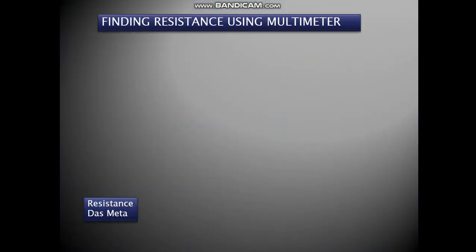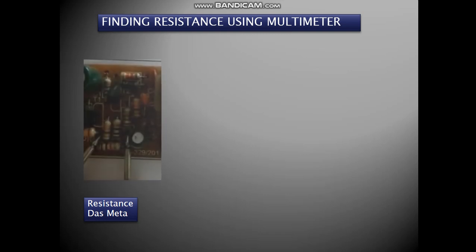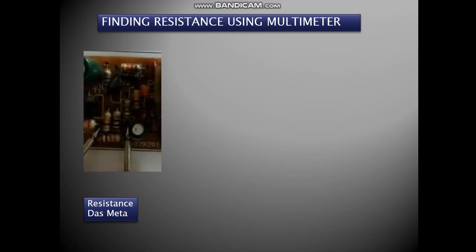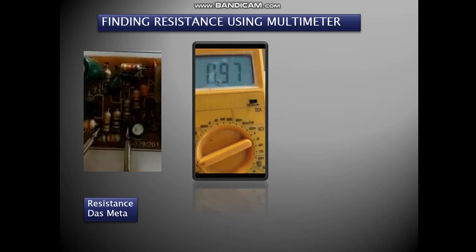So we have finding the resistance using a multimeter. We have so many resistances in a circuit. We have taken one of them in our laboratory and we have tested it using a multimeter, and we have got the value as 0.97 by multimeter.